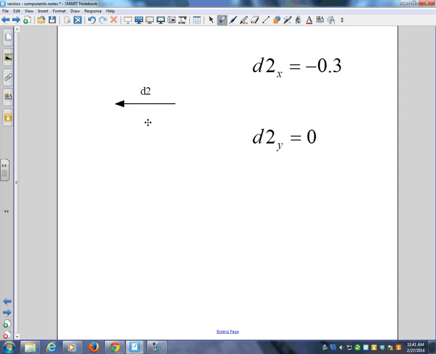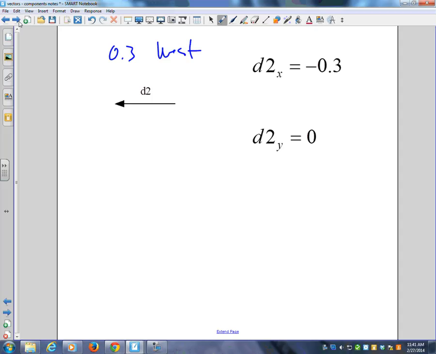Oh yeah. So the second one is 0.3 kilometers. Is it 0.3? Yeah, 0.3 kilometers, and it's straight west, right? So the x component is minus 0.3. Why is it minus? It's to the left. It's 0.3 because all of that 0.3 is west, right? Is there a y component here? Is there any up and down? There is not. So the y component is 0. Does that make sense, Lindsay? Yeah? Garrett, good?